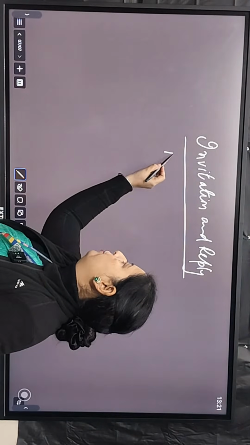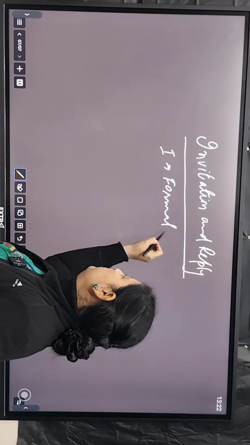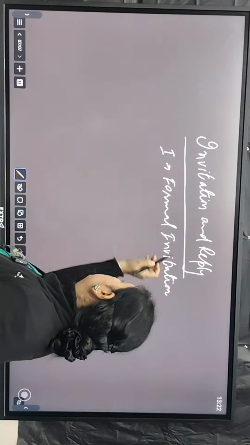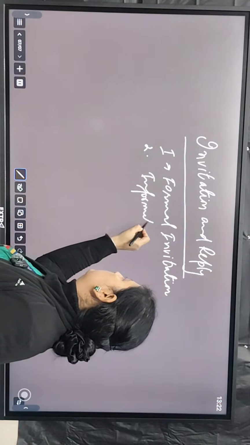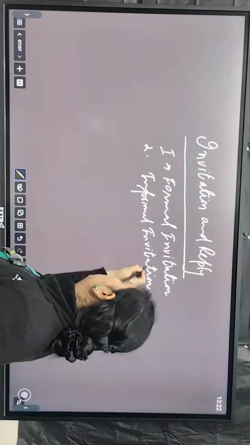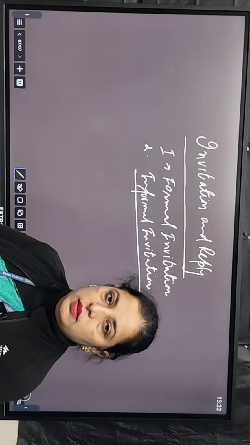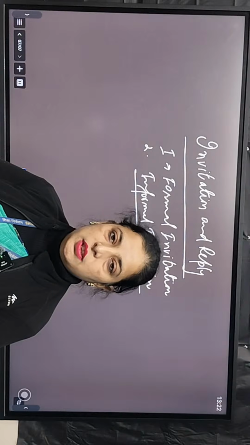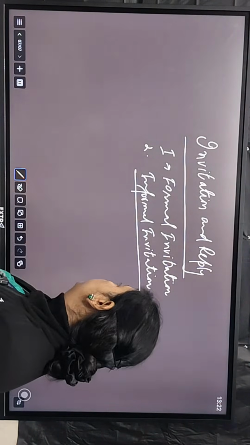Invitation, again we are of two types. One is formal invitation, second is informal invitation. Formal invitation and informal invitation. Let us learn about the invitation format. Let us have a brief discussion on that, and then about the replies, and we will go further.